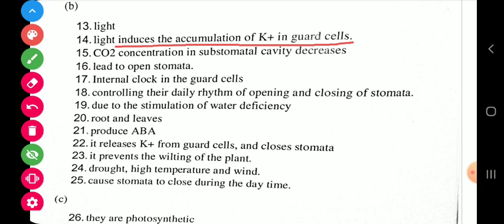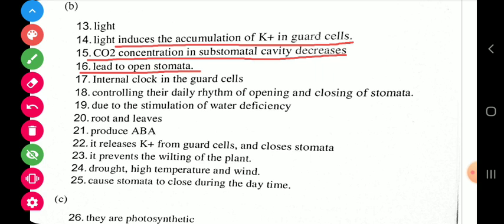CO2 concentration in the substomatal cavity decreases. When the CO2 concentration in the substomatal cavity decreases, what happens? It leads to the opening of stomata, because we need more carbon dioxide to power up our photosynthetic processes. You don't have to write all that, but just have that understanding. Light induces the accumulation of K plus in guard cells. CO2 concentration in the substomatal cavity decreases, which leads to the opening of stomata.